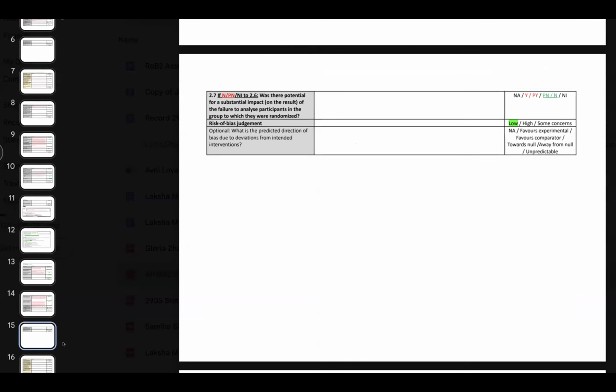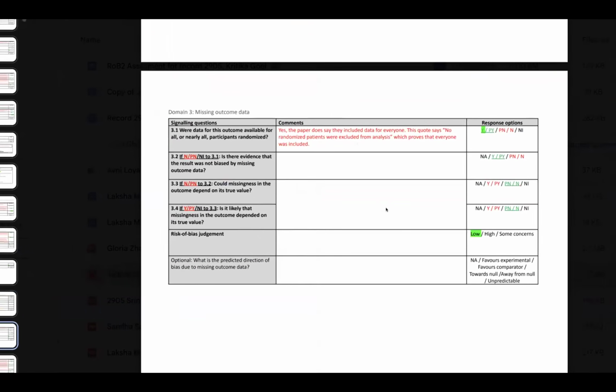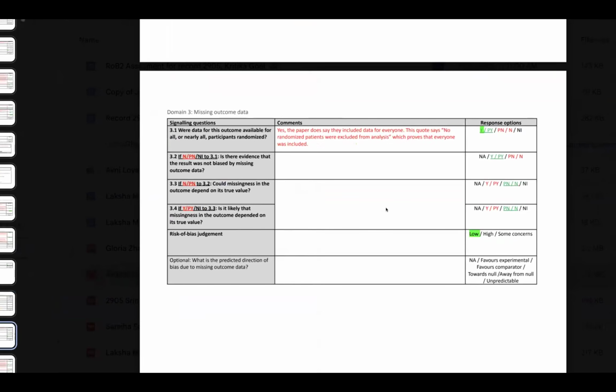Okay. Should we move on to domain 3? Yeah. Okay, for 3.1, he had said yes. His reasoning was yes, the paper does say they included data for everyone. This quote says no randomized patients were excluded from analysis, which proves that everyone was included. Yeah, that's the answer.